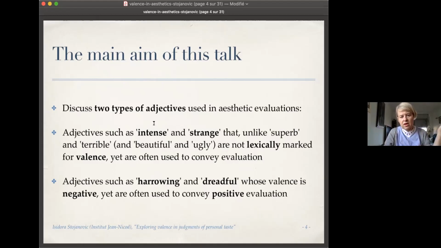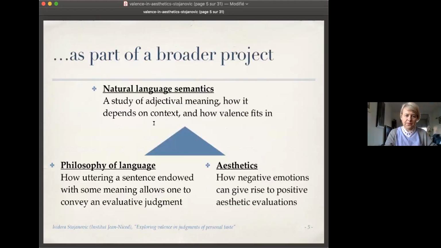So with things like "this is a superb film," there is really no puzzle. You use something which is lexically marked as positive and you say something positive about the movie, whereas we are going to look at things where there seems to be a bit of a mismatch. So I want to mention also that this is part of a broader project.